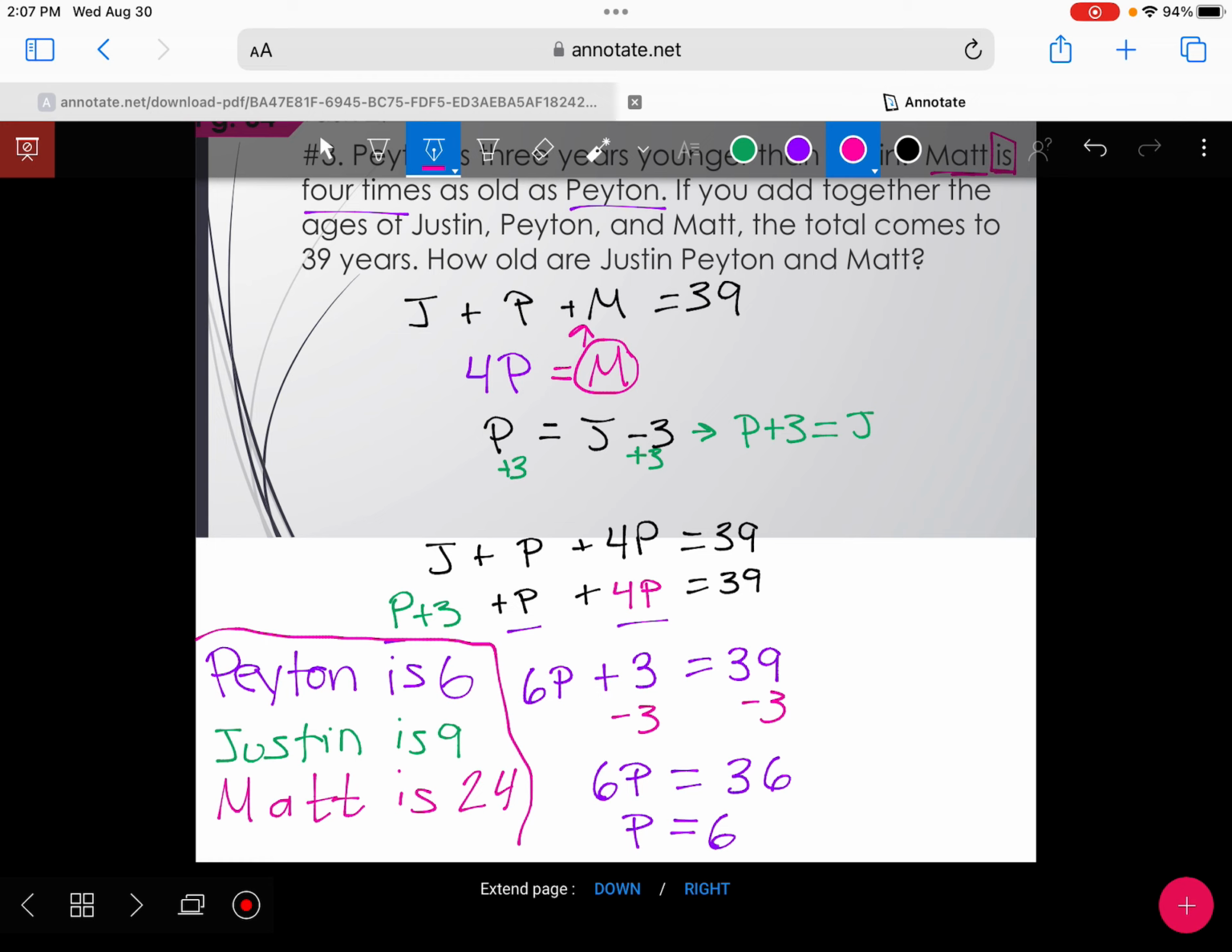How did you get 9 and 24? Because Justin is Peyton plus 3, or Peyton is Justin minus 3. Either way you think about it, Peyton is 3 years younger than Justin. That was the very first sentence. So we took Peyton's age and we added 3 to get Justin. And the rest was Matt. Matt was 4 times Peyton's age. So we took Peyton's age of 6 times 4, and that gave us the 24.